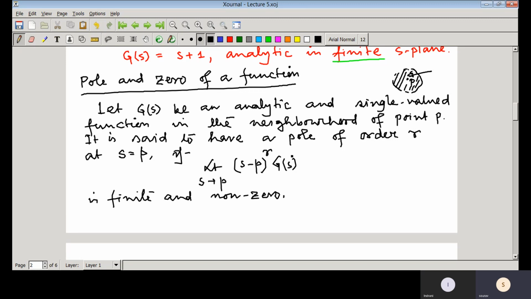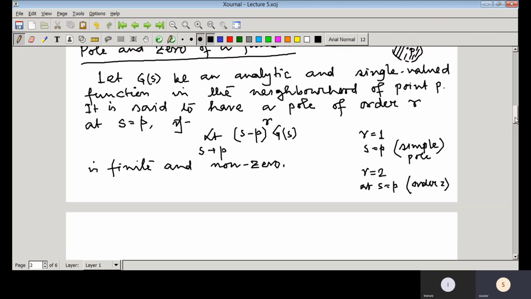That means whenever r equal to, suppose r equal to 1, you have a pole at P. This is a simple pole, that means only one pole is there. Similarly, if you have r equal to 2, that means at s equal to P, you have two poles. So that means order 2.